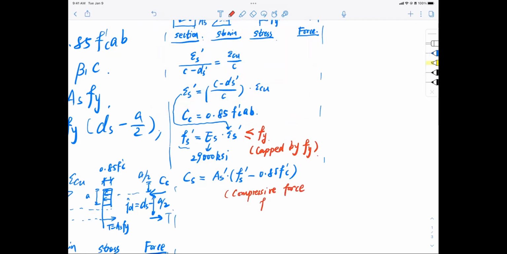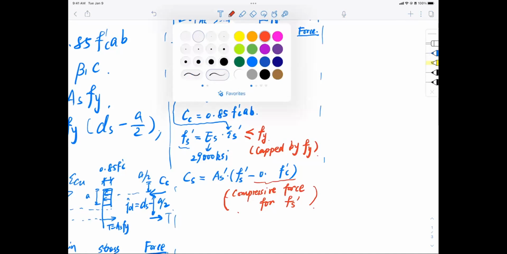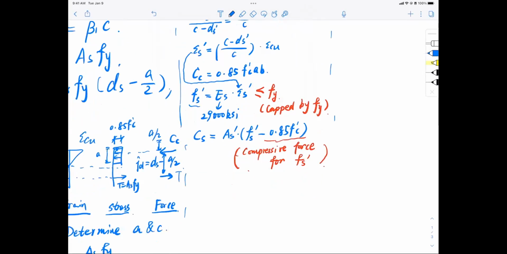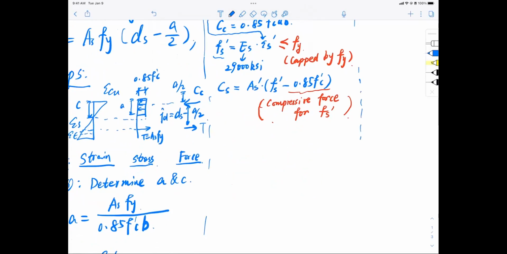So I'm just going to cheat a little bit and say Fs prime. Be careful about this minus 0.85 f prime c here. People often forget about this. This is very important. All right, so that is the compressive force.